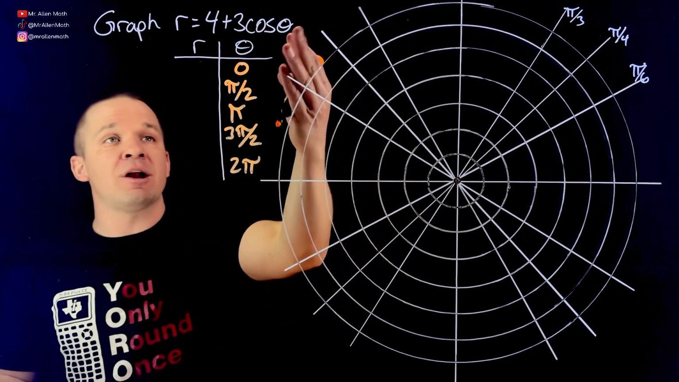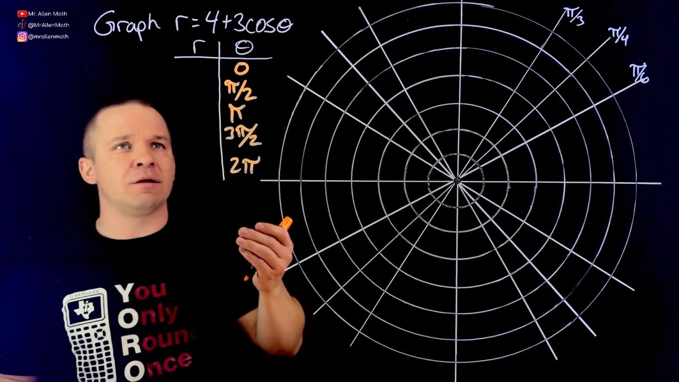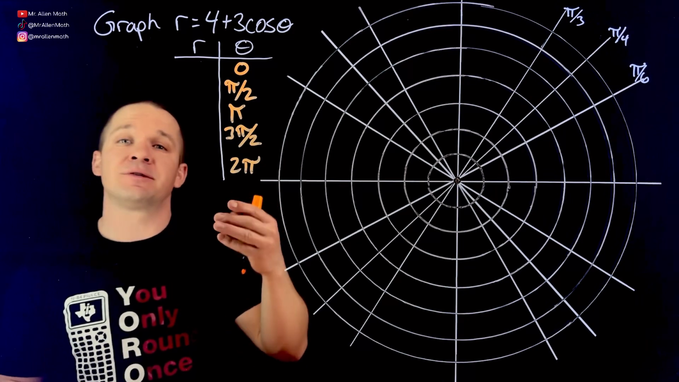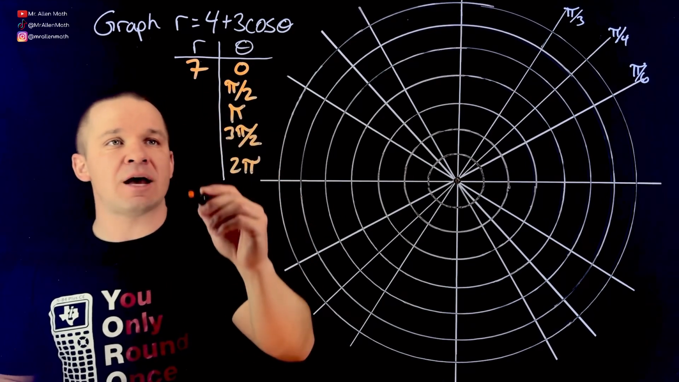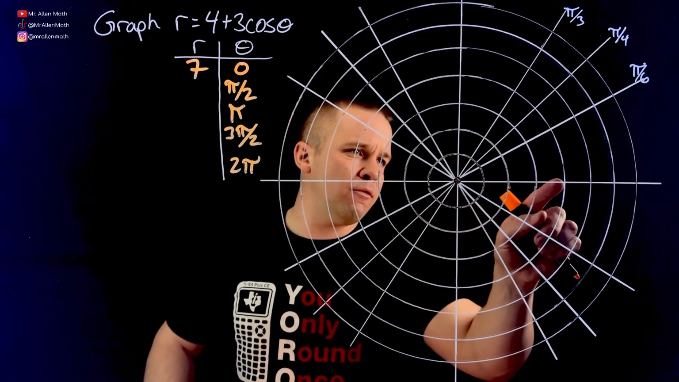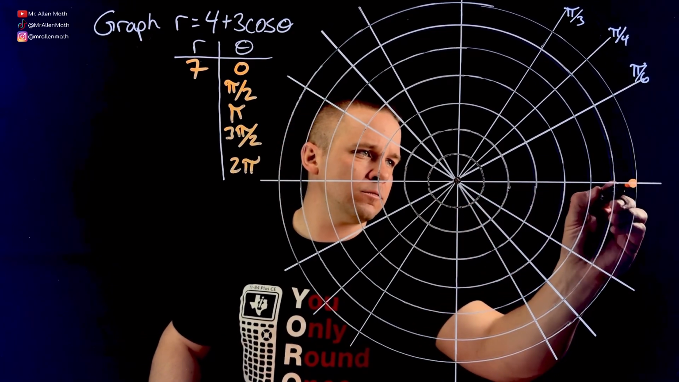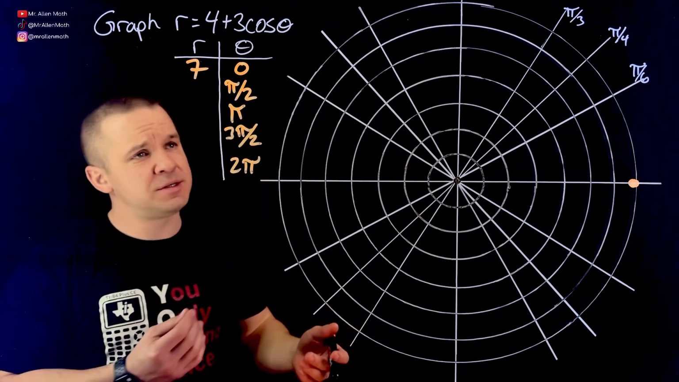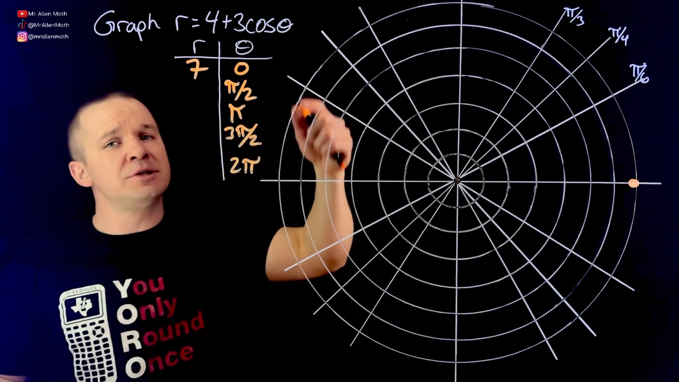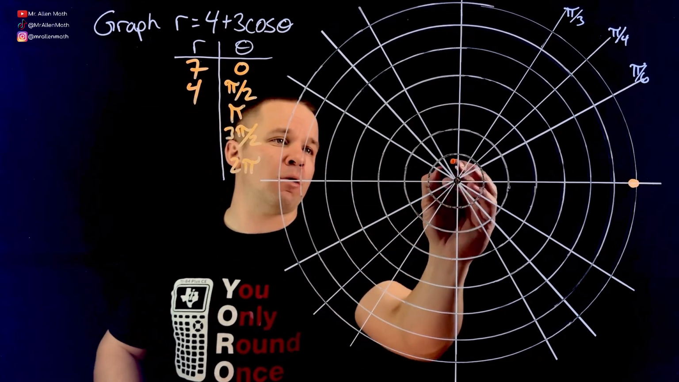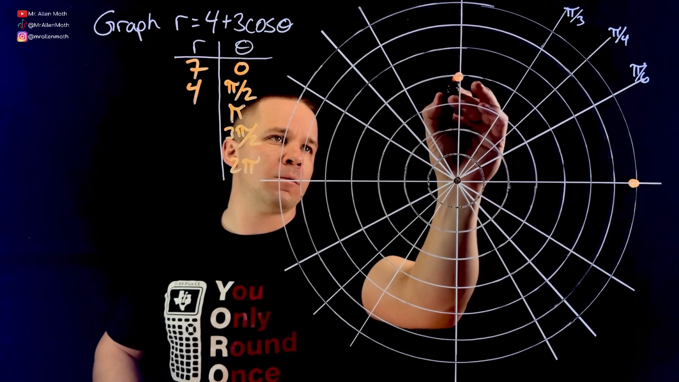If I plug in 0 here and I evaluate, cosine of 0 is 1, times 3 is 3, plus 4 is 7. So r is going to be 7, and I can plot that point. 0, comma 7. I think this is 1, 2, 3, 4, 5, 6, 7. Lovely. Pi over 2. What's cosine of pi over 2? That's 0. So then 3 times 0 is 0, plus 4 is just 4. So now I have pi over 2, comma 1, 2, 3, 4.